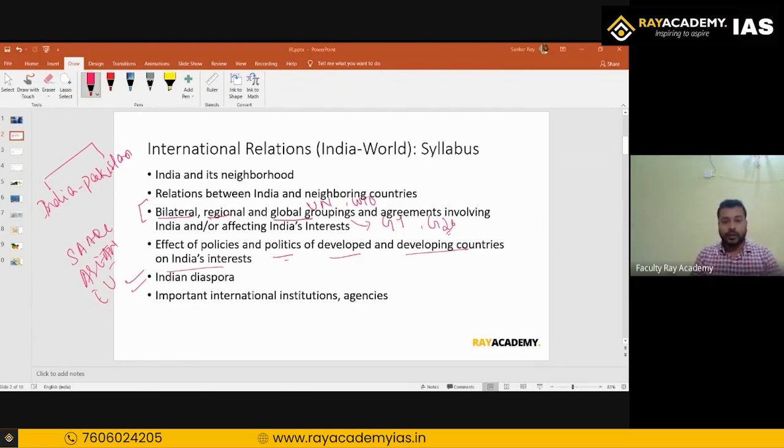So we also need to take care of them, and especially the important international institutions or agencies, like for example, United Nations, SAARC, SAPTA, RCEP, etc. Those things we need to take care of. So this is your broad outline of the India and the World series, which I'm planning to start from today onwards. We will be starting this series where this is our syllabus and we should focus on this. Now, this is the broad outline.